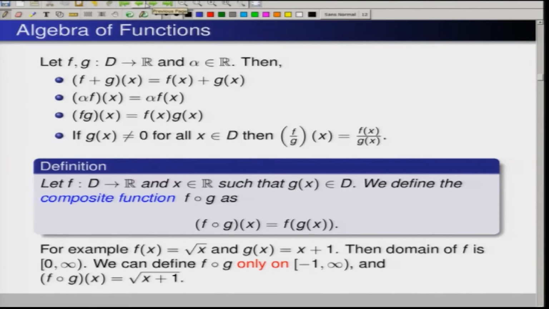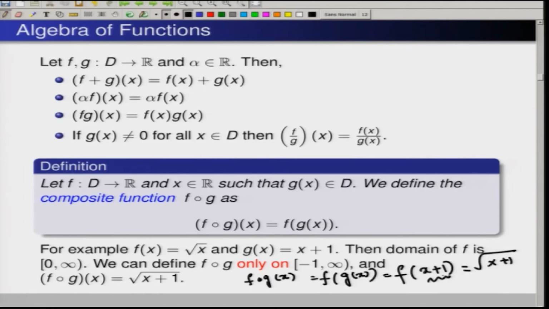So, if we write down f composed with g of x, it is equal to square root of x plus 1, because this is f of g of x, which is equal to f of x plus 1, which is nothing but square root of x plus 1. So, in order to do this, we need to ensure that x plus 1 has to be greater or equal to 0.